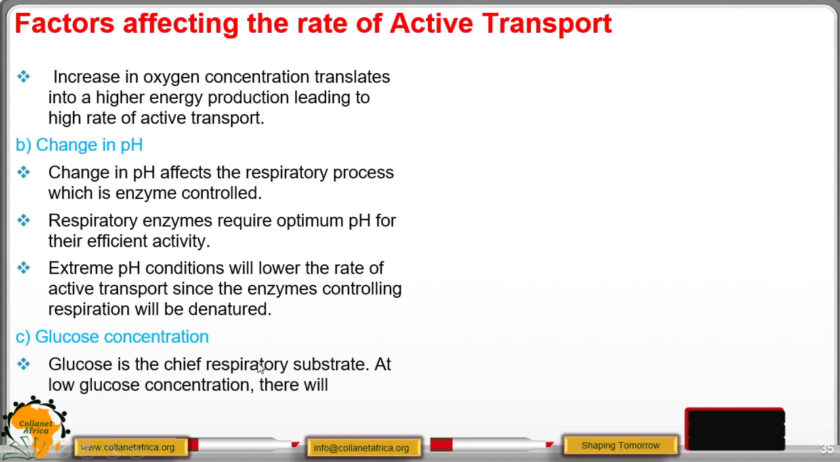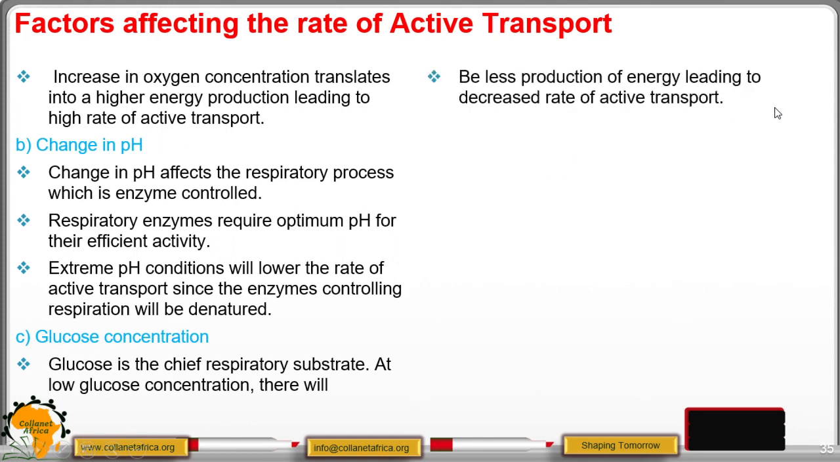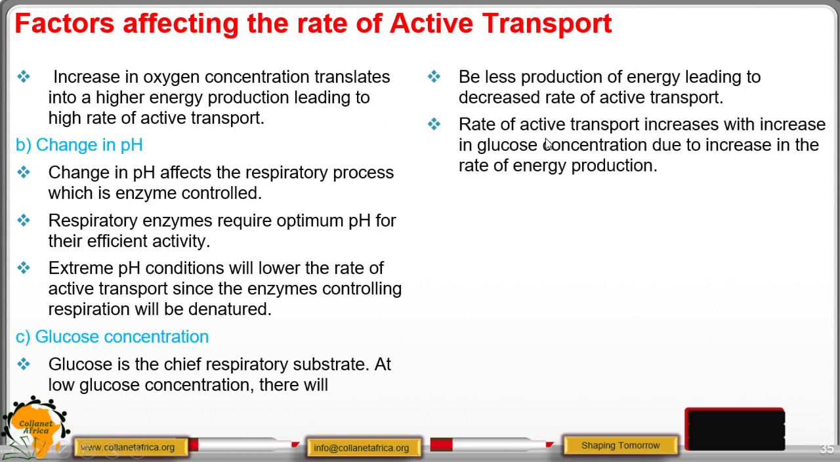Glucose is the main respiratory substrate. Substrate means the food that is being used for the process of respiration. So at low glucose concentration, there will be less production of energy. If there is less production of energy, that means low rate of active transport. And the rate of active transport increases with increase in glucose concentration due to increase in the rate of energy production.